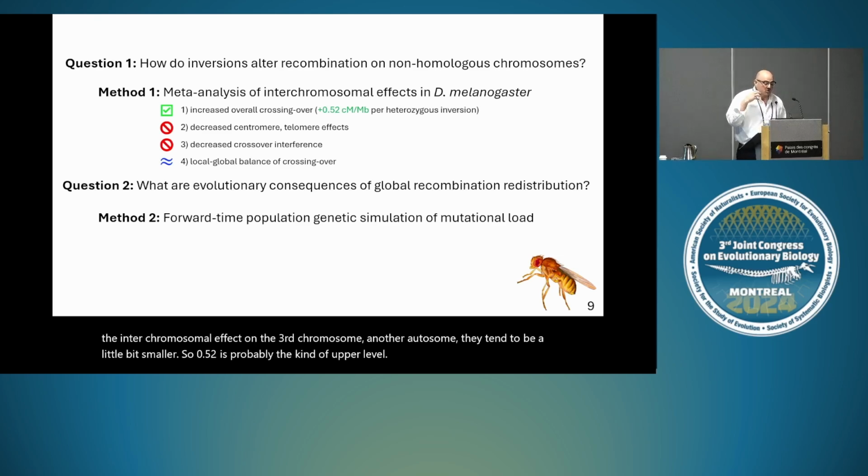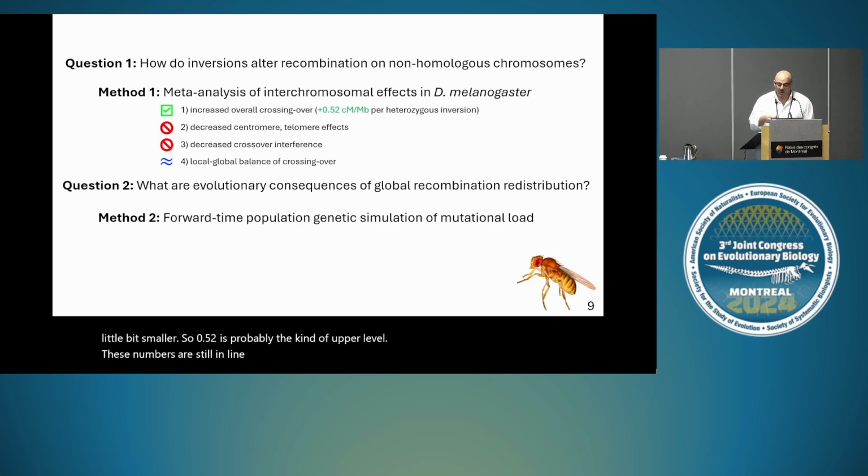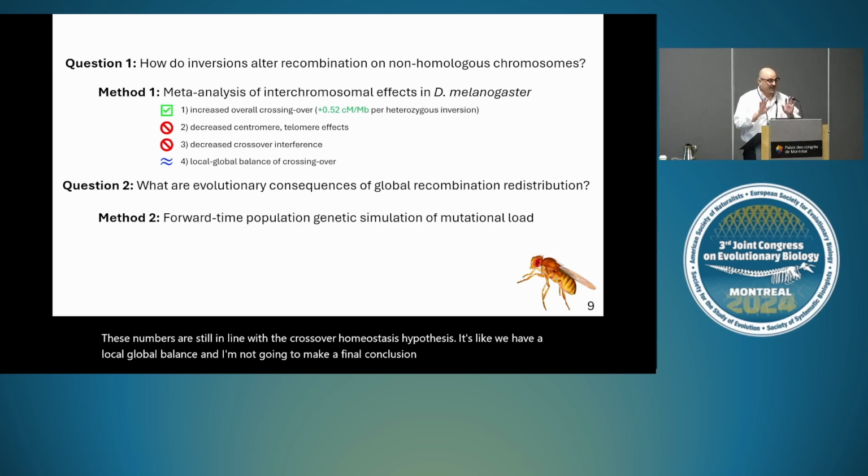Now these numbers are still in line with the crossover homeostasis hypothesis. It's like we have a local-global balance. And I'm not going to make a final conclusion about this because I need a much, much more precise calculation than the hand-wavy stuff I'm doing right now.